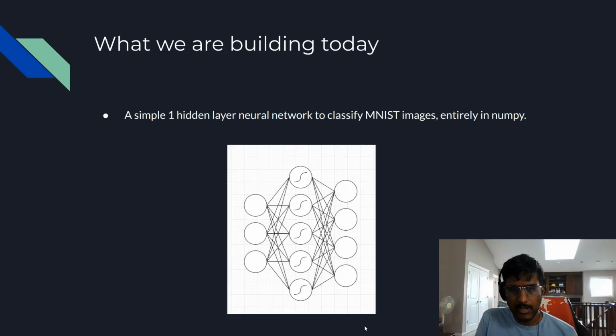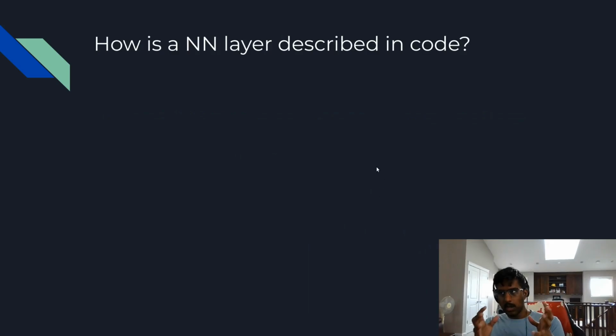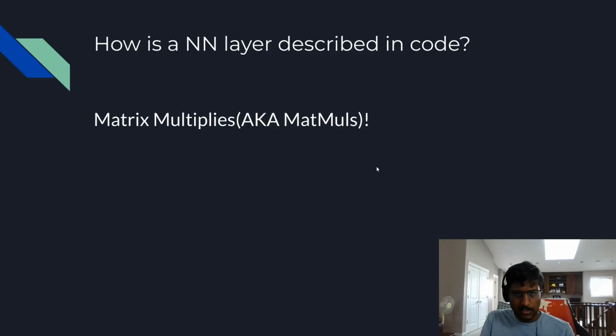This is what our neural network will look like, obviously not the exact scale. It's going to have sigmoid functions at the end. First, we have to talk about how exactly neural networks are actually described in code, and the answer, of course, is matrix multiplications, or matmuls.